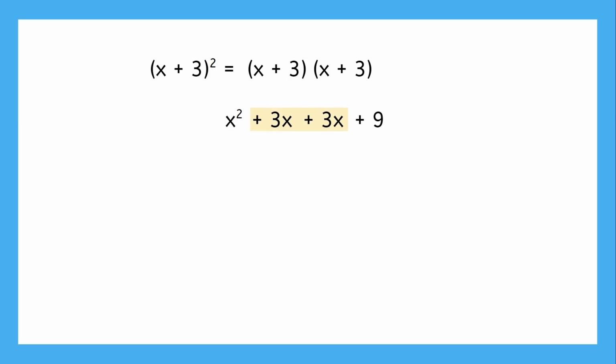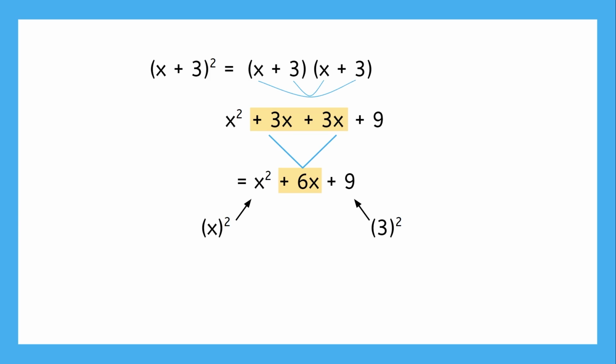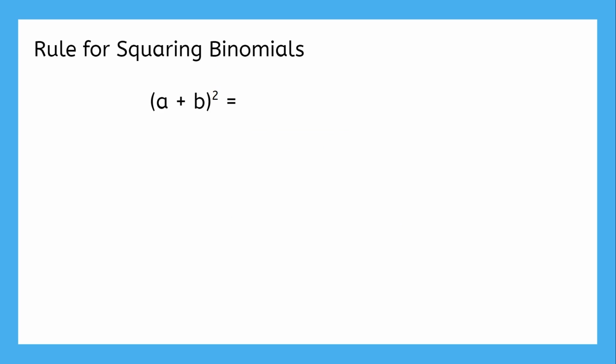These two in the middle are like terms, so we can combine them. All right, so in our final product, we can see the square of the first term and the square of the second term. But what's that middle term? Let's take a close look at where it came from. We combined like terms that were exactly alike. Same coefficient, same variable, same exponent. They were the same because we multiplied the exact same terms to make them. X times 3 and 3 times x. And that's the big trick here.